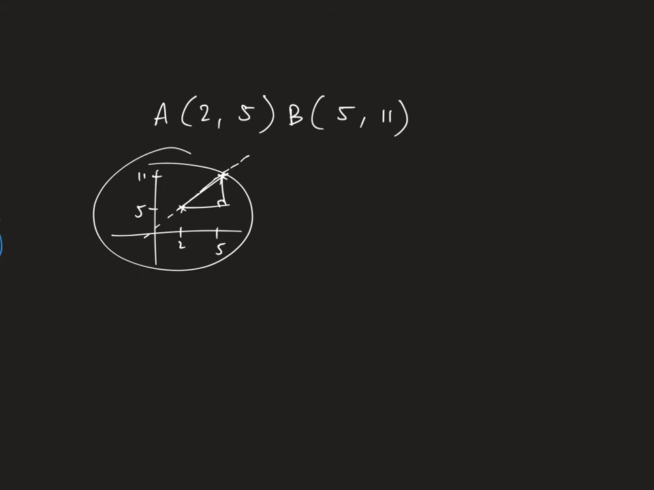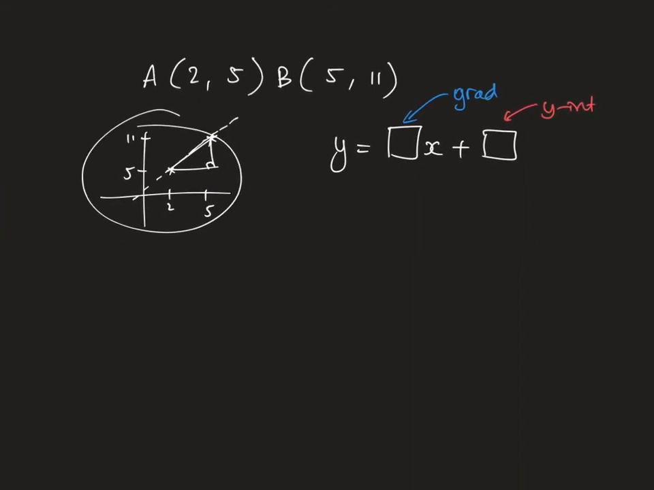So the first thing we need to do, remember, is it's going to be y equals something x plus something. Remember that this will be our gradient, and this one here will be our y-intercept. Right, now how do we find our gradient? Usually finding the y-intercept is the easiest one because you can just look at the graph, but in this case, because we can't, my advice is to start with the gradient.